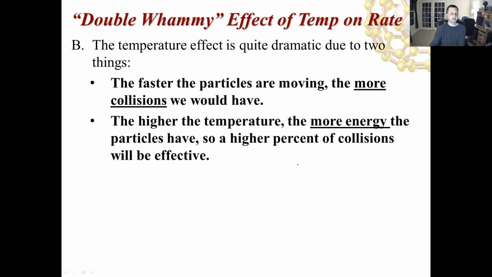So there's two reasons to explain this, which is why I call it the double whammy effect of temperature on rate of reaction. The faster the particles are moving, the more collisions we're going to have. So that's number one. Obviously, the faster the particles are moving, the more collisions we're going to have. If I told you in the classroom to stand up and walk around the room blindfolded, you would smash into each other every now and then. But if I told you to stand up, blindfold yourself, and just book it around the room and run around as fast as you can like crazy, you're going to collide way more often, right? So it's the same thing here with an increase in temperature.